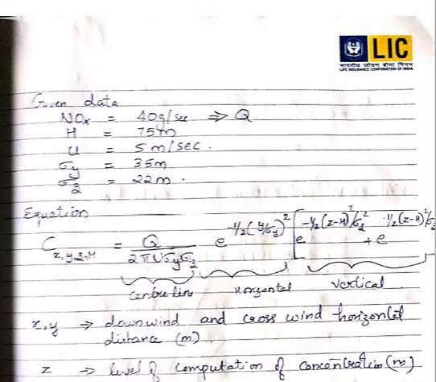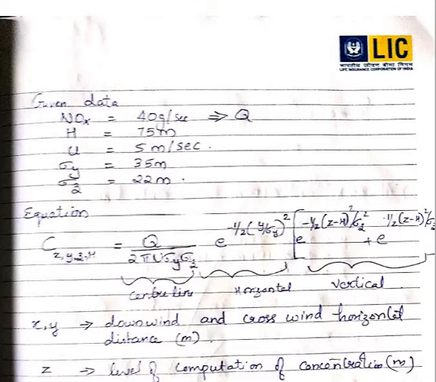Then wind speed U equal to 5 meter per second. Sigma Y equal to 35 meter, that is the standard deviation in the crosswind direction, and sigma Z is the standard deviation in vertical direction. Both values are given, so write sigma Y equal to 35 meter, sigma Z equal to 22 meter.